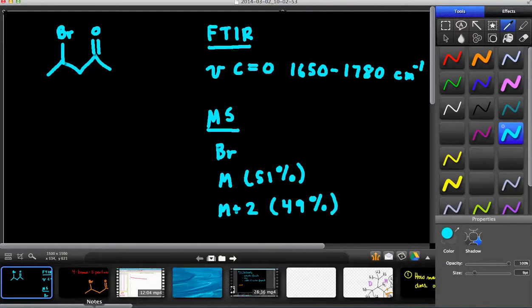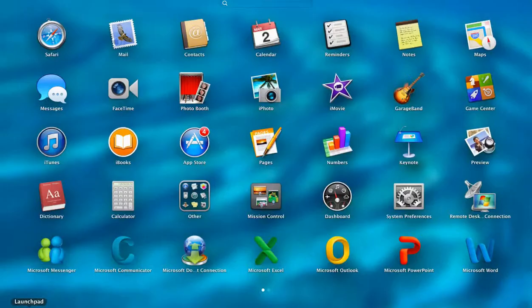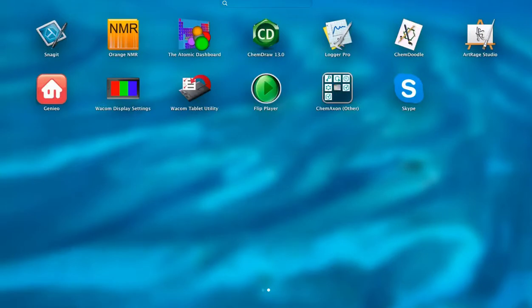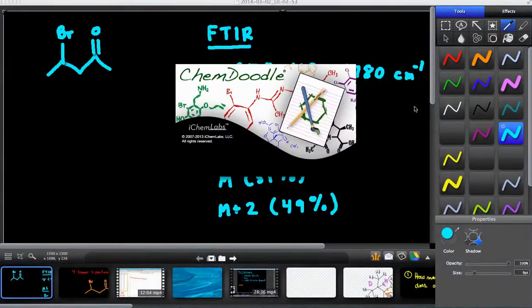But rather than estimating this, I'd rather show this to you, and this also illustrates what a nice drawing program ChemDoodle is. So what I'm going to do on ChemDoodle, as I open this up, I'll simply draw the structure, and we'll look at the molecular ion.